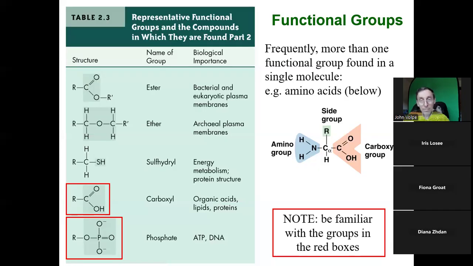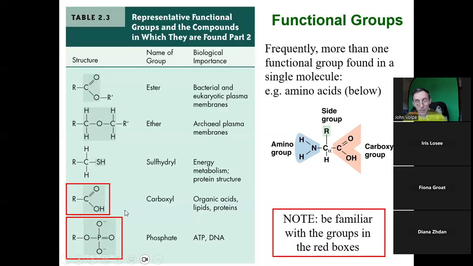Okay, thank you. Now, frequently, an organic chemical compound can contain more than one functional group, such as found in an amino acid. All amino acids have an NH2 amino group and a carboxyl group, the COOH group. And so in an amino acid, they always have this central carbon and an amino group on one end and a carboxyl group on the other end. You should be familiar with all of the functional groups that I've shown in the red boxes.